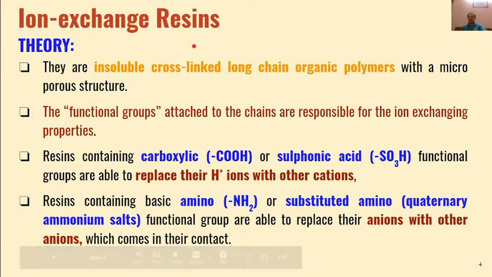Then the theory of ion exchange resins is that these ion exchange resins are insoluble cross-linked long chain organic polymers which have a microporous structure. And on these organic polymers, there are functional groups which are attached to the chains, and these functional groups are responsible for the ion exchanging properties of these ion exchange resins.